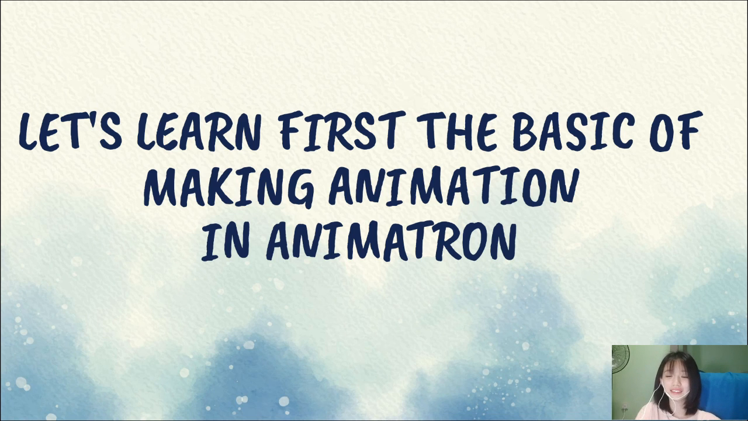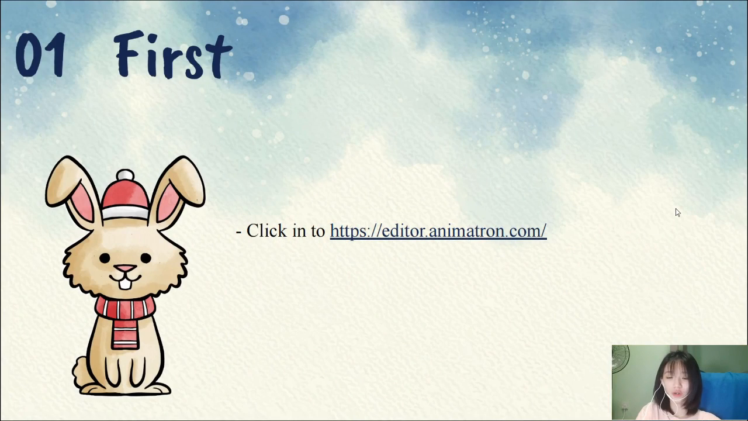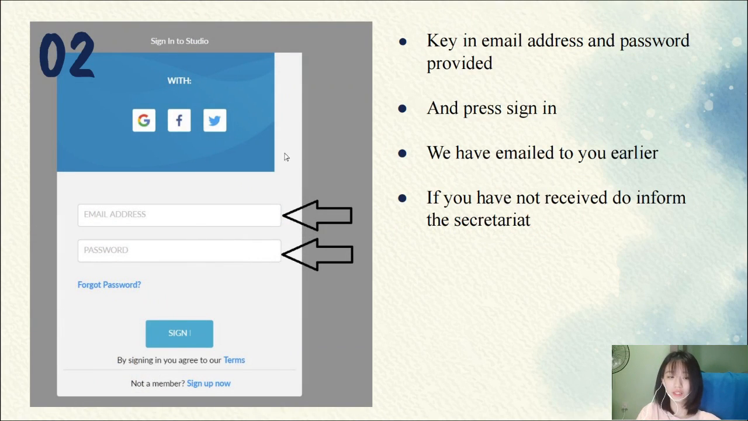So now let's start to learn the first basics of making animation in Animatron. First of all, you have to click into this website provided here. Next, you have to key in the email address and the password that we have emailed to you earlier. If you have not received it, please inform our secretariat for help.